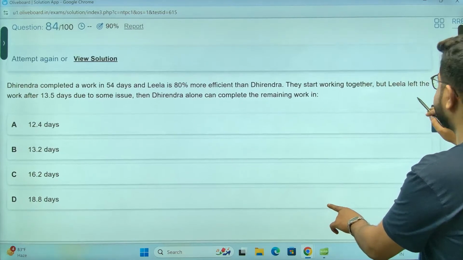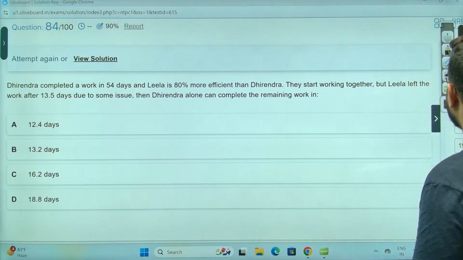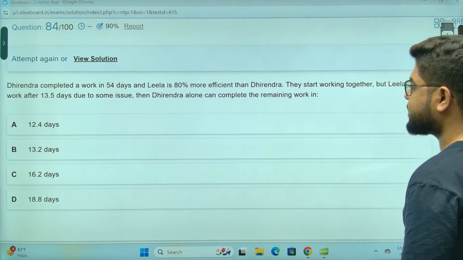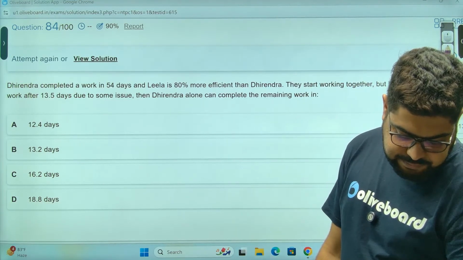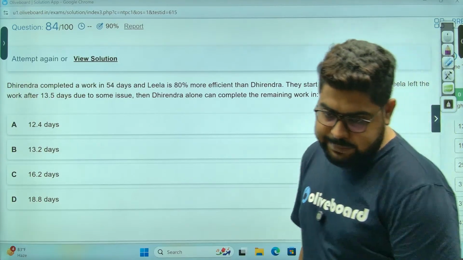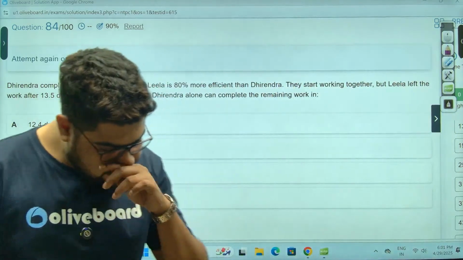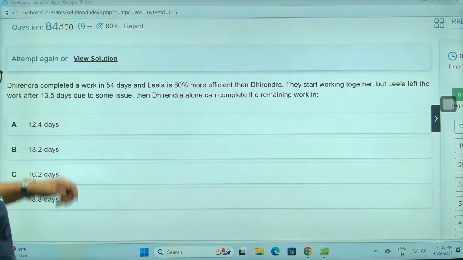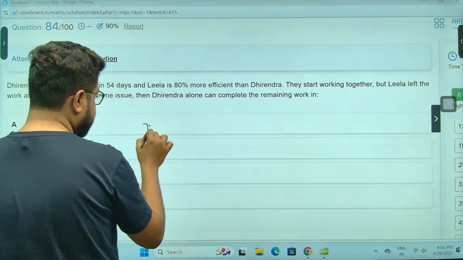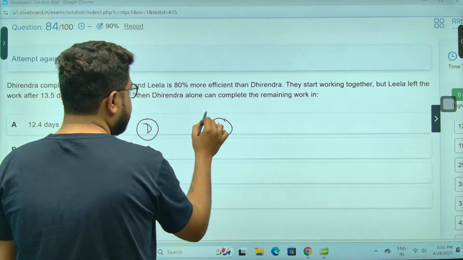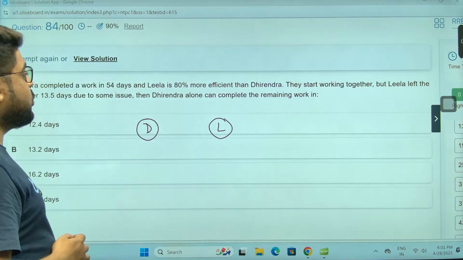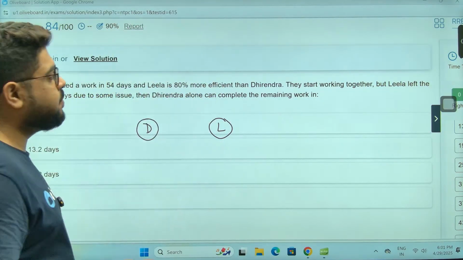Time and work. Let's do time and work. Dhirendra completes in 54 days. Efficiency ratio first, figure out, because percentage is on efficiency.